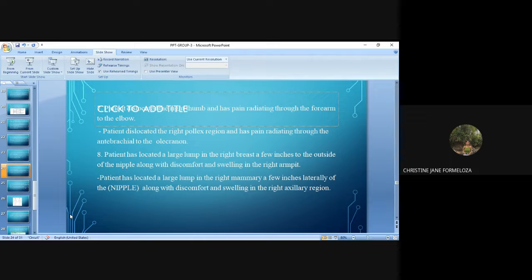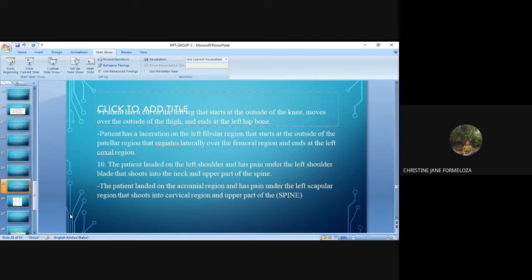8. Patient has located a large lump in the right breast a few inches to the outside of the nipple along with discomfort and swelling in the right armpit. Our answer, patient has located a large lump in the right mammary a few inches laterally of the nipple along with discomfort and swelling at the right axillary region. Next slide, please. Thank you.